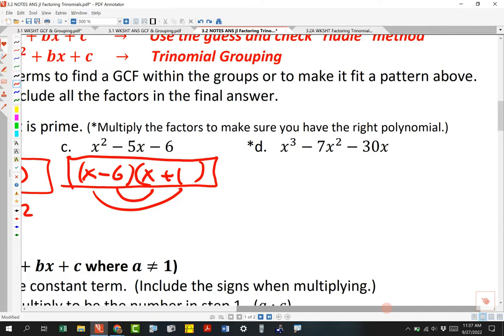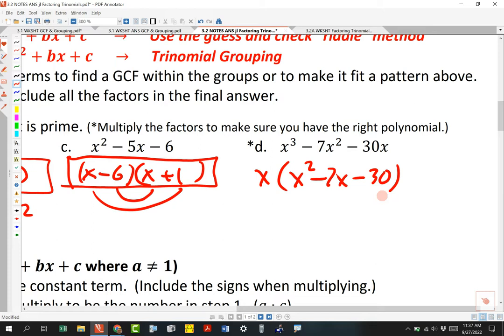It's cubed. It's got a cube on it. I told you we'd only have squares, right? We'd only be doing quadratics. Colson, what do you think? You can take an x out of all of them. So if I take an x out of all of them, that turns it into an x squared, a minus 7x, and then a minus 30. There's no x left on that last one.